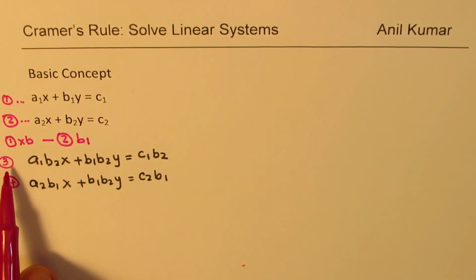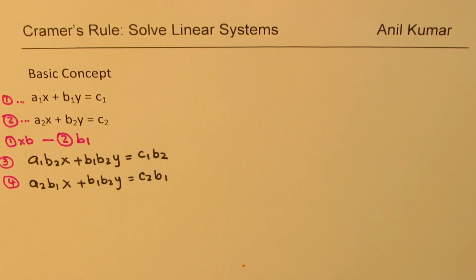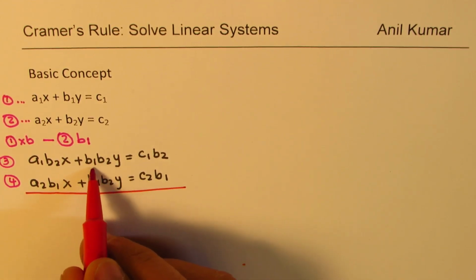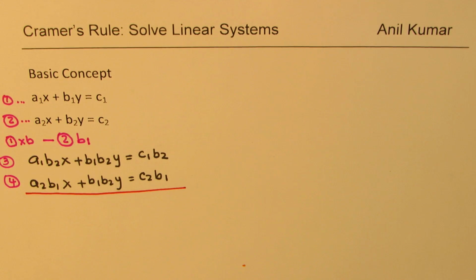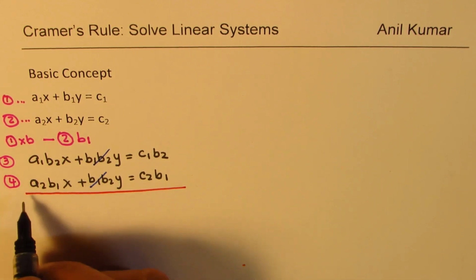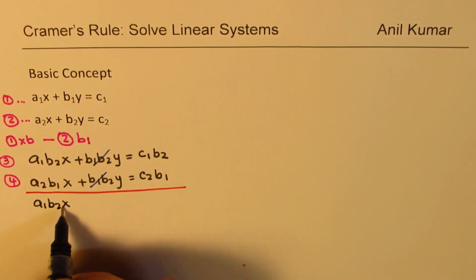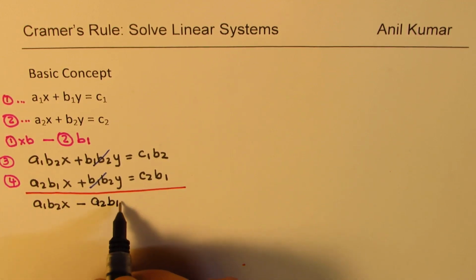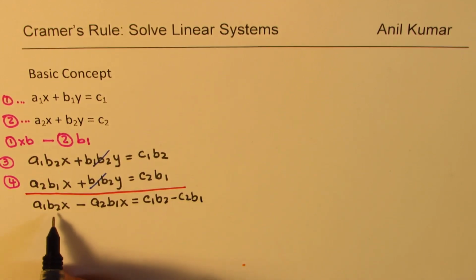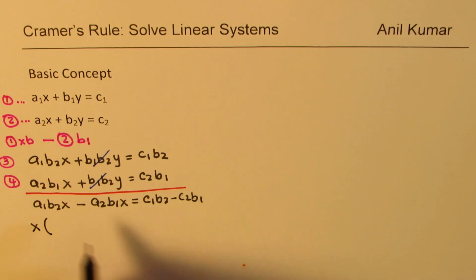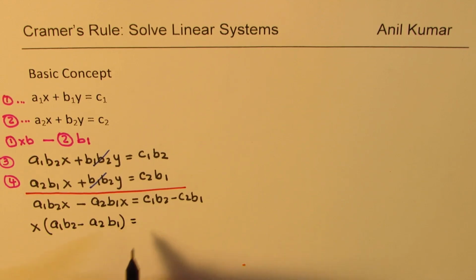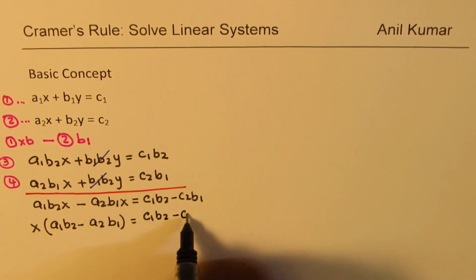Now the next step, I want to take away from equation 3 equation 4. If I take away, I'm going to cancel one of these terms, the b1 b2 y term. So this cancels, and what you get here is a1 b2 x minus a2 b1 x equals c1 b2 minus c2 b1. You can take x common, so then you get (a1 b2 minus a2 b1) x equals c1 b2 minus c2 b1.